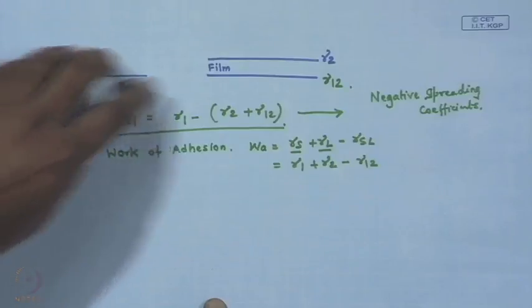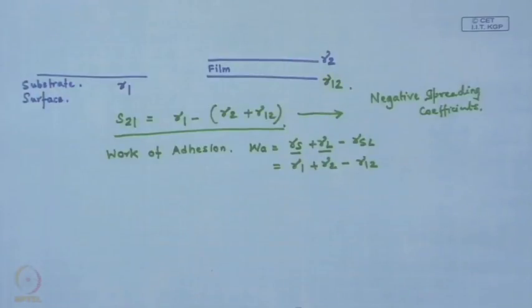So, a negative spreading coefficient implies that by way of coating you have actually increased the energy. Whatever was the total energy before you coated the film and the total energy after you have coated the film, the right hand side is actually higher. So, you have in the process created more energy by coating this film.